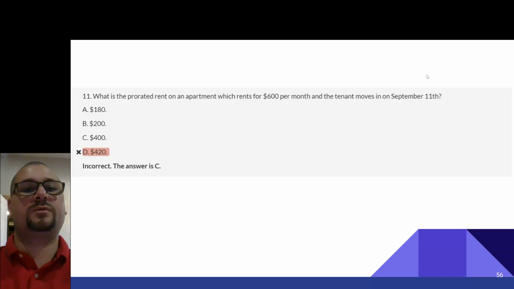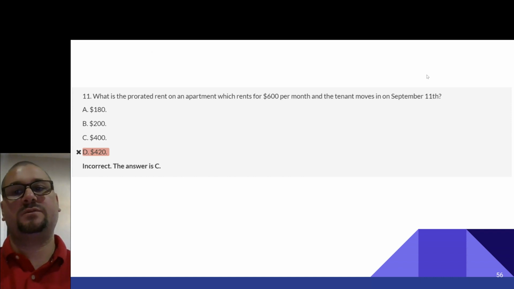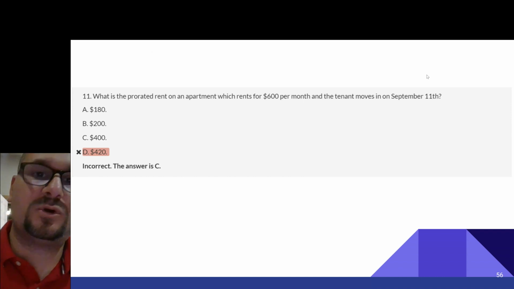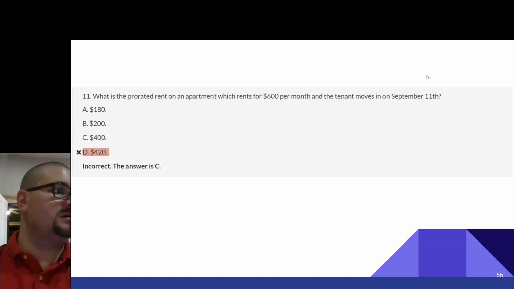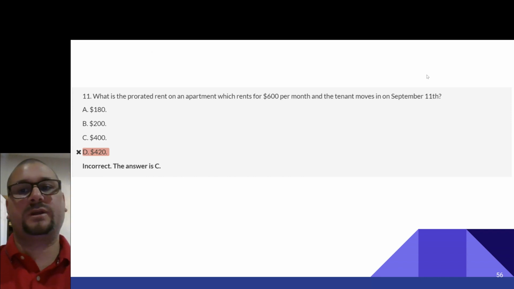So what's the prorated rent on an apartment which rents for $600 per month and the tenant moves in on September 11th? If you're going to rent rooms, you need to know how to do this calculation. Prorated rents, right? Because usually rents, prorated rent.